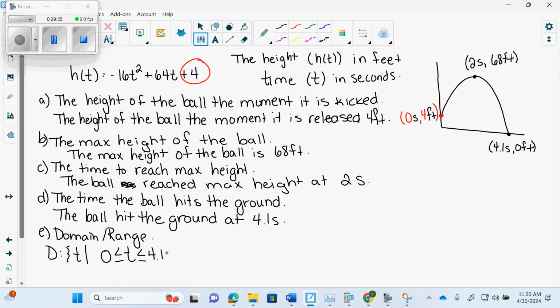4.1. T is an element of the reals. If you remember low to high, and loser, loser, I sometimes remember that makes L's. Do you see how it's L's? Slanted L, low to high. It works every time.